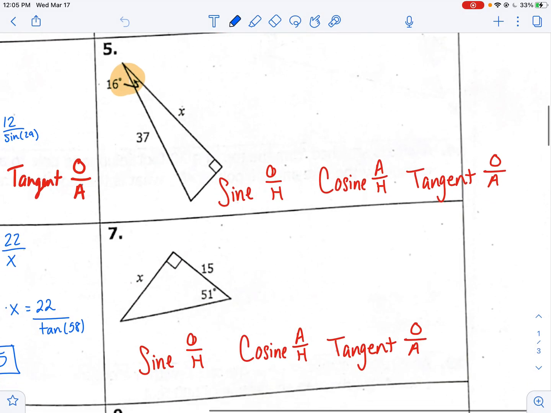Hey, welcome back to our video series on solving with trig ratios. Here's how to solve if it's just a one-step problem. This is our simpler video. Make sure to check out the other two videos after this.